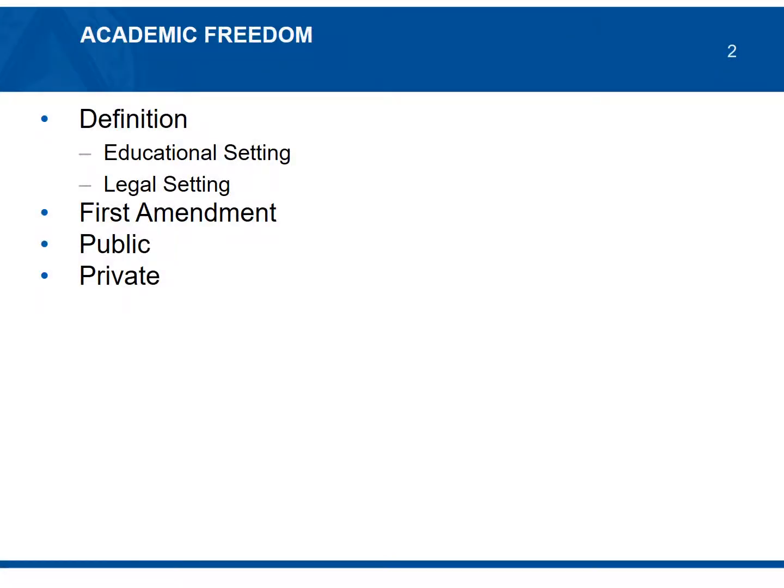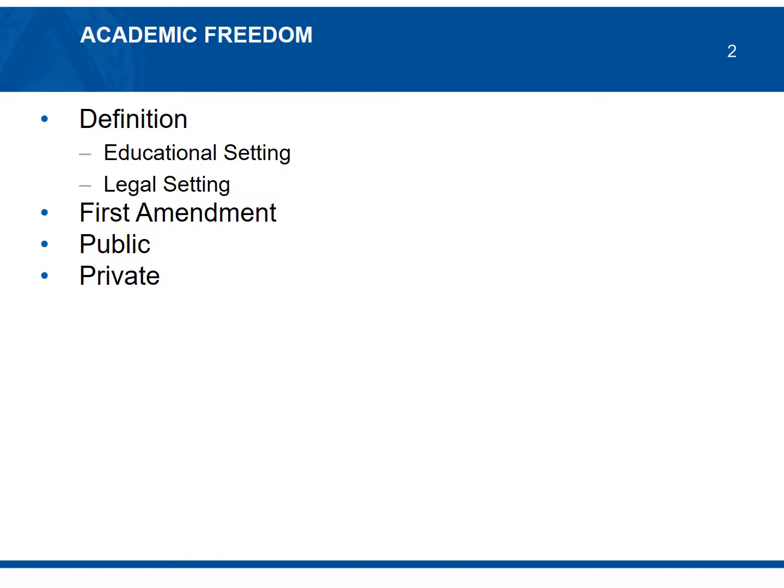Academic freedom for faculty is considered to be a critical legal issue in protecting faculty rights and ensuring the ability to exchange ideas within the educational setting. The interpretation of academic freedom does slightly differ between institutions and the legal definition.